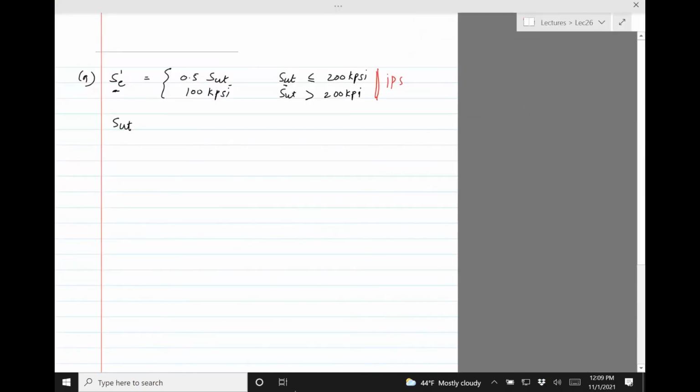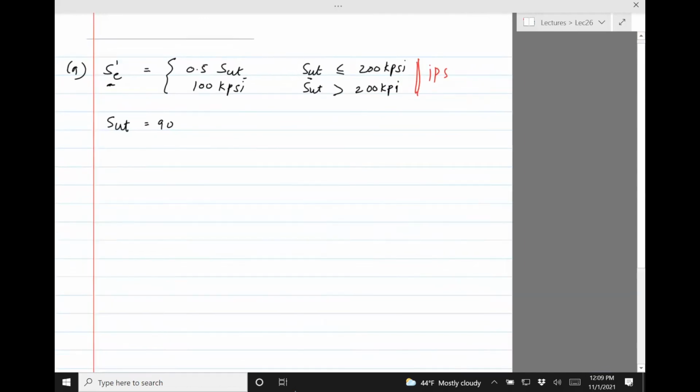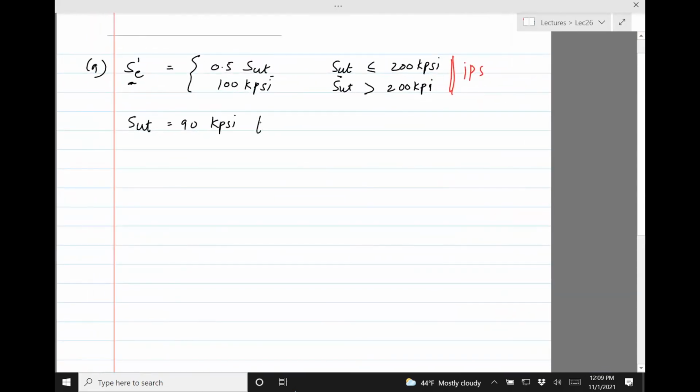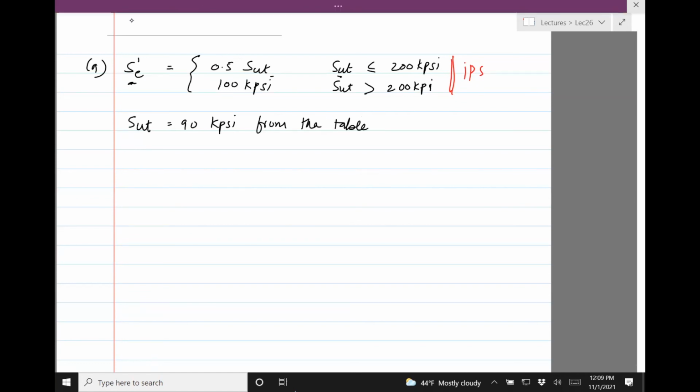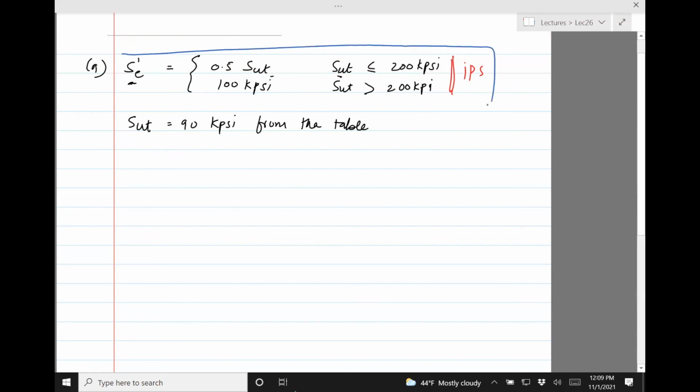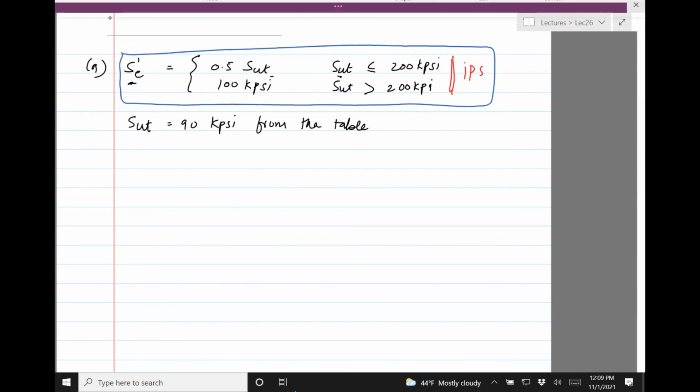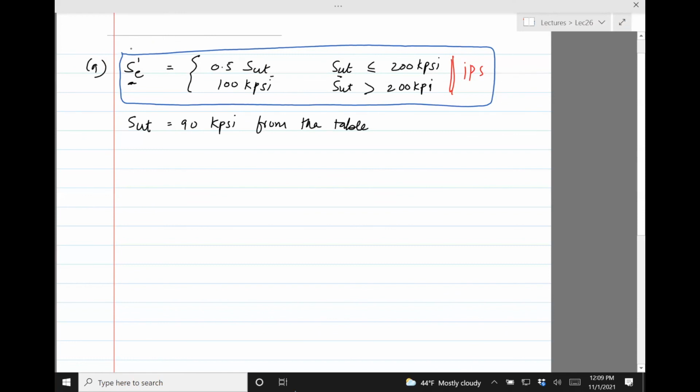SUT equals 90 kpsi from the table. This is a formula I wrote down earlier, which is based on an empirical fit. And so from these two pieces of information, we can write SE prime is, since it's less than 200 kpsi, 0.5 SUT, which is 0.5 times 90. So SE prime equals 45 kpsi.